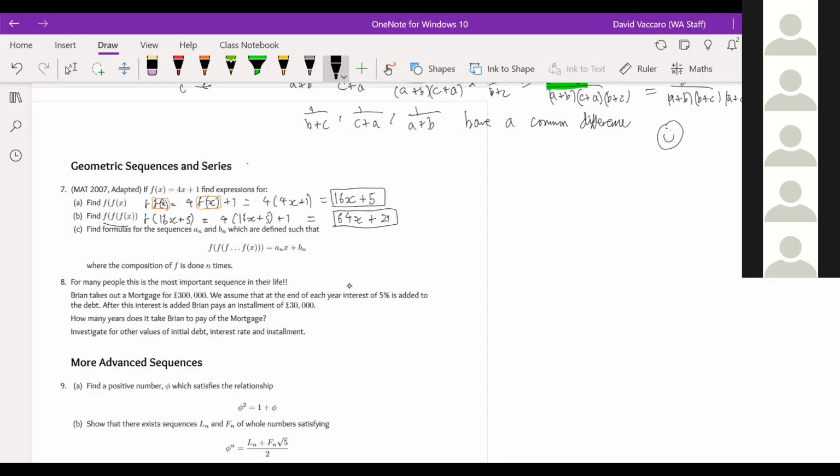It now says find formulas for the sequences a_n and b_n, which are defined such that the n-fold composition of f is done n times. Okay, so we've got, this is the two-fold composition. This is just the one-fold composition. So we've got the start of each sequence. The a_n sequence starts 4, 16, 64, and the b_n sequence starts 1, 5, 21. Okay, let's do an easy thing first.